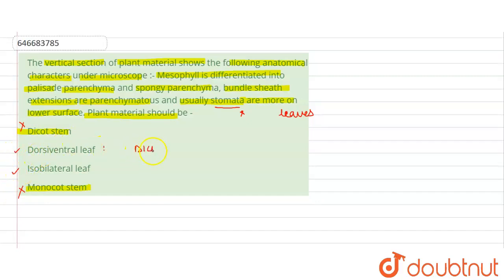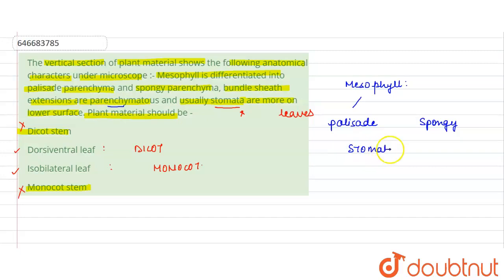Dorsiventral leaf is found in the case of the dicots. Isobilateral is found in the case of the monocots. Now the question is saying that the mesophyll is well differentiated into the palisade parenchyma and the spongy parenchyma. Next point: bundle sheath extensions are parenchymatous and the stomata are found more on the lower surface. What is the lower surface known as? The lower surface is called the abaxial epidermis.